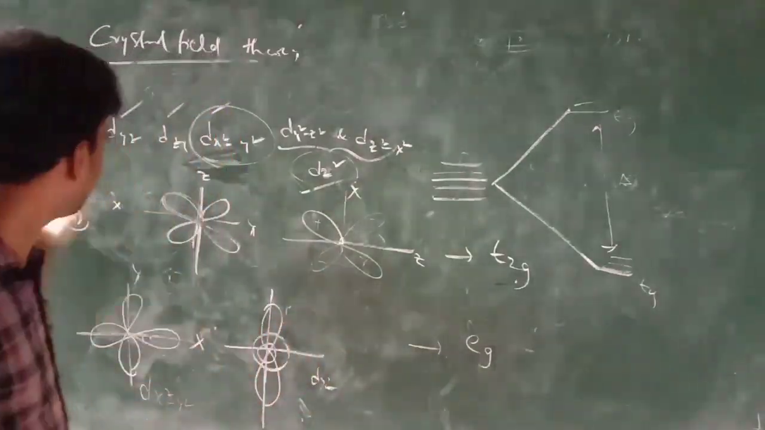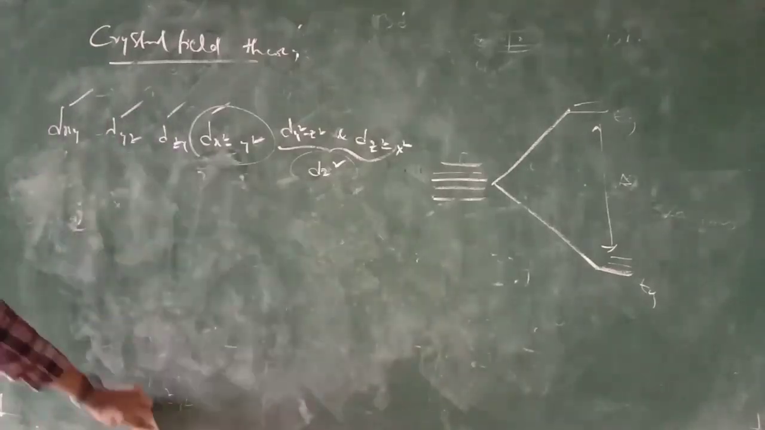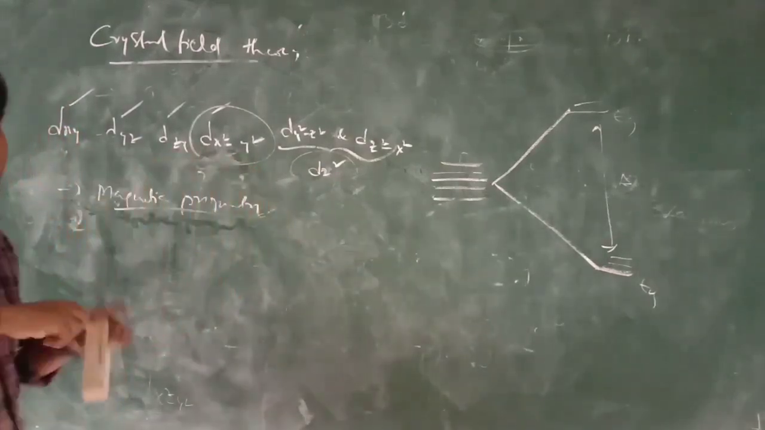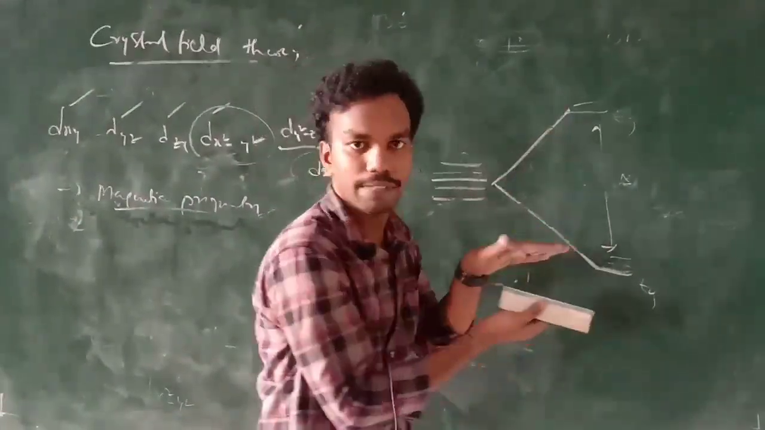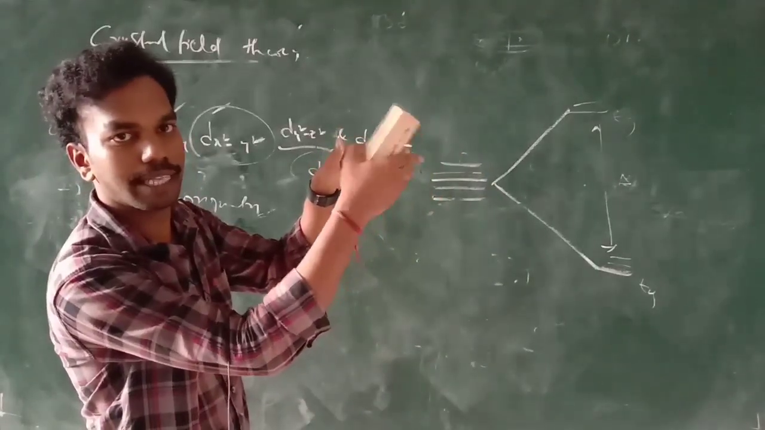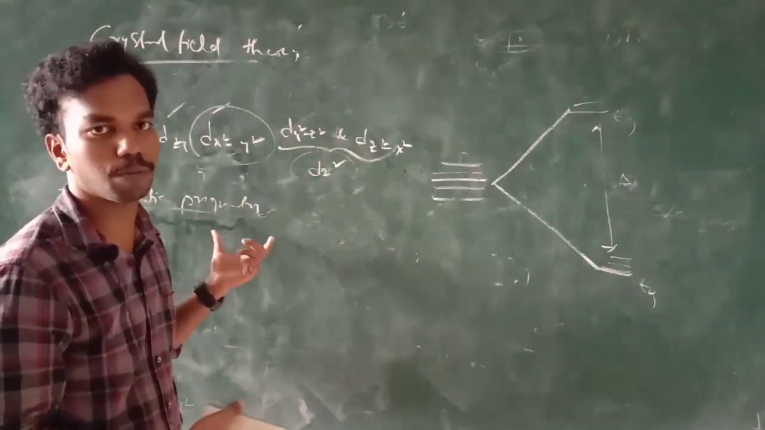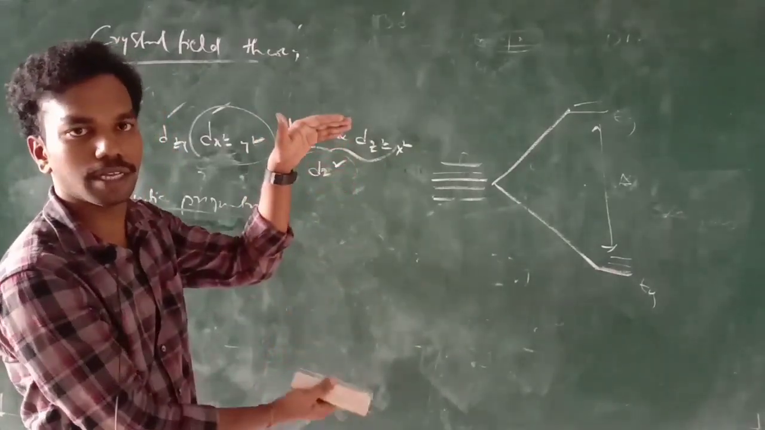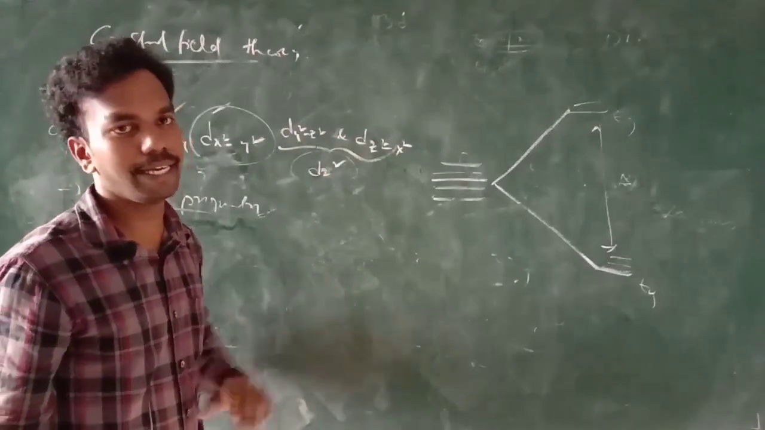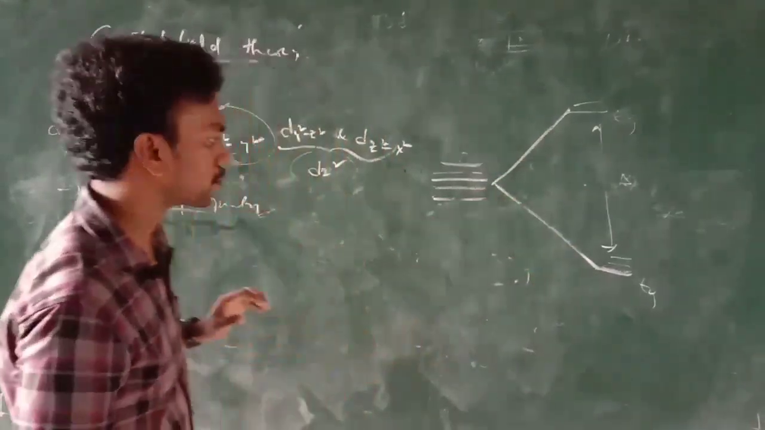Next, the sixth postulate, which is magnetic property. The magnetic property of a complex compound depends upon the extent of splitting of d orbitals. If the extent of d orbital splitting increases, then instead of going into the higher eg orbitals, the electrons are paired in the ground state, in the T2g level. That means unpaired electrons decrease, hence magnetic character decreases. If the splitting is more, magnetic character is less, since there are fewer unpaired electrons. So that is magnetic property.